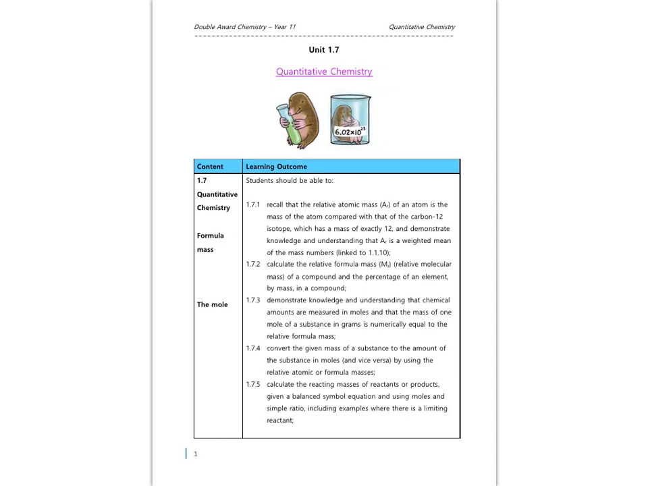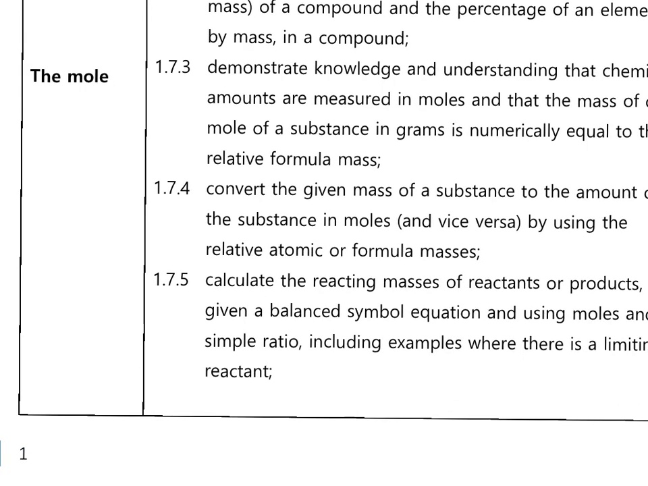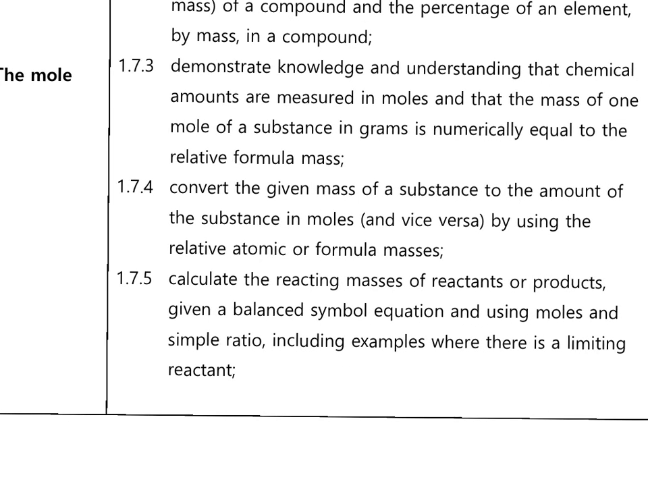Welcome back to Quantitative Chemistry, and in this video we're going to be doing similar calculations to the ones we did in the last video, which was reacting mass calculations. We're still working on 1.7.5 in the specification, but this time we're going to include examples where there is a limiting reactant. Essentially we're not doing anything different, we just have a couple of extra steps with these ones. So we're going to be starting on page 22.